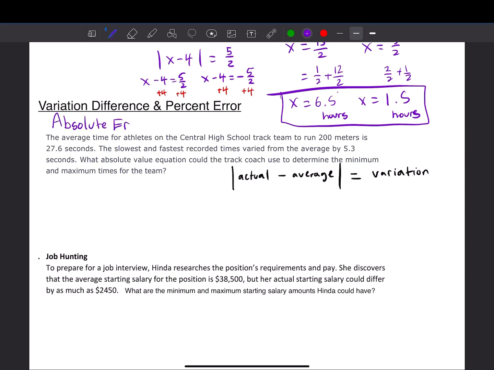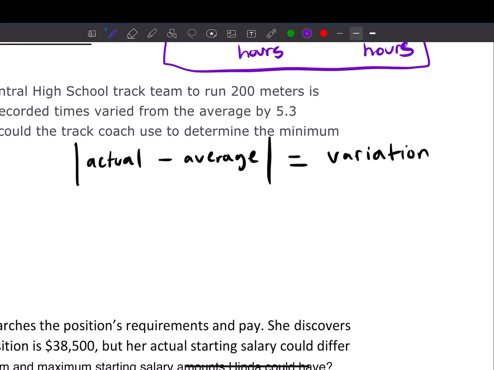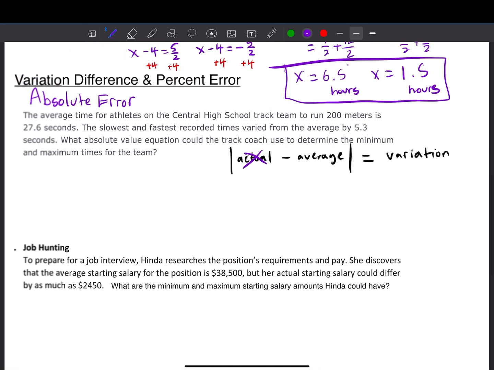I like using variation difference as its name just because I feel like it makes sense. The first thing I'm going to do is fix this formula. You're going to have a formula on the test. It's not going to say actual. I chose actual because actual comes up a lot in these sentences. So determine the actual starting salary.